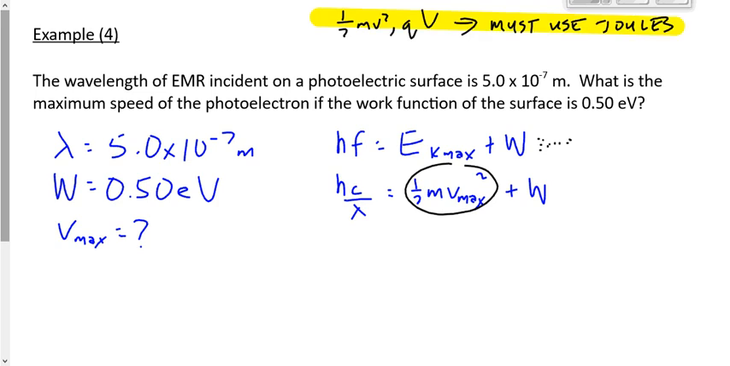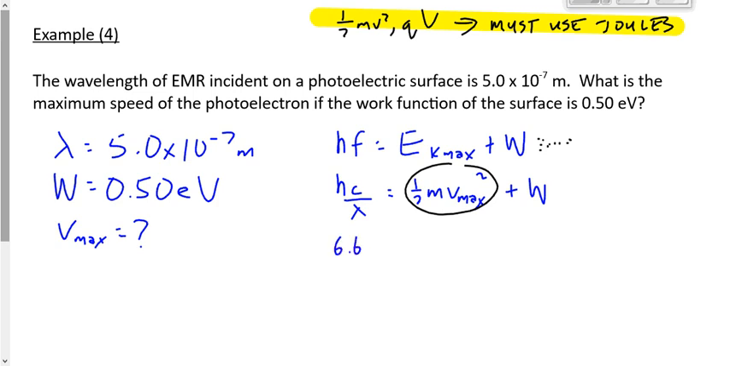If that confuses you at all, what should you do? Always use joules. Joules will always work. It's not always necessary, but it'll always work. So if you're confused about when to use joules and when to use electron volts, just use joules, because it always works for us. We have to use it here. Let's sub in our numbers.